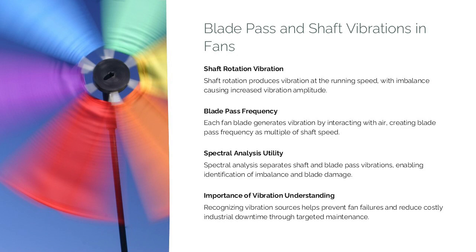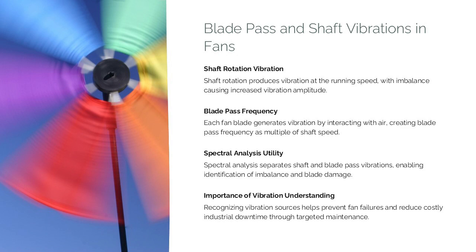Additionally, the fan blades introduce another source of vibration known as blade pass frequency. This occurs because each blade interacts with the surrounding air or structural elements once per revolution, creating periodic impacts. The blade pass frequency is calculated by multiplying the number of blades by the shaft rotational speed. For example, a fan with 8 blades rotating at 10 revolutions per second will produce a blade pass frequency of 80 Hz. When these two sources, shaft rotation and blade pass, combine, the resulting waveform becomes complex and difficult to interpret in the time domain.